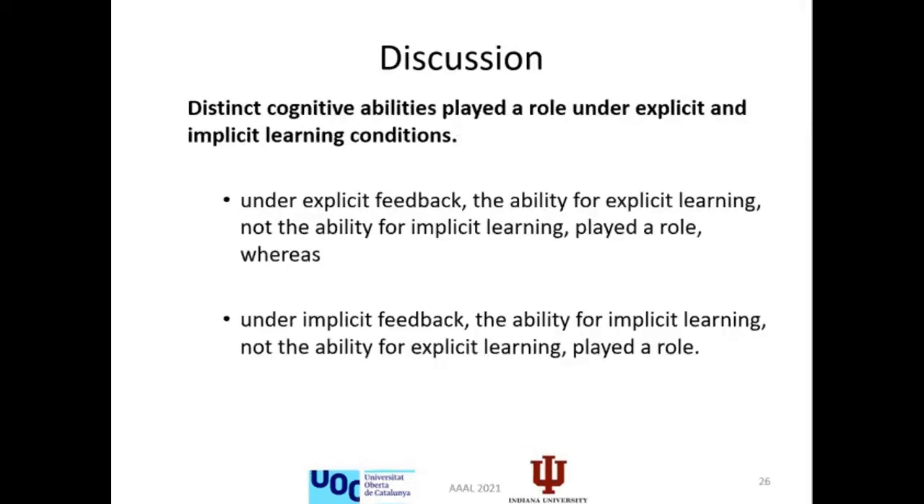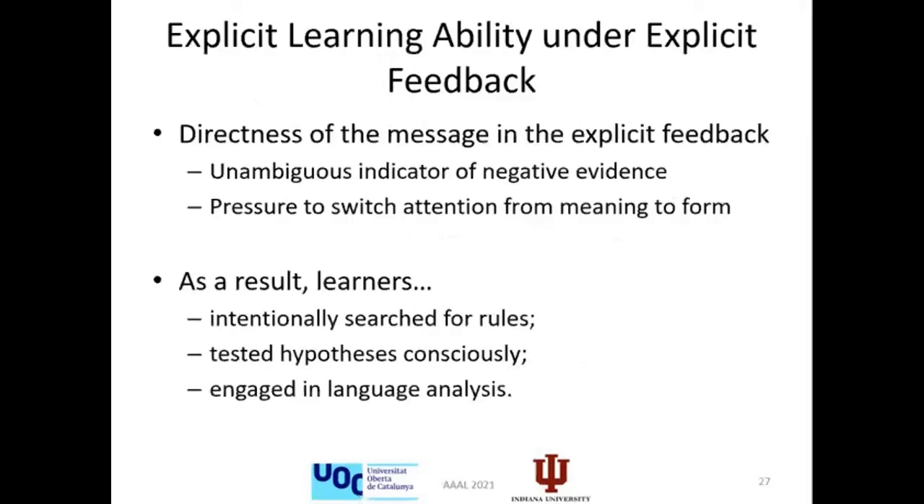So these results mean that distinct cognitive abilities played a role under explicit and implicit learning conditions. Under explicit feedback, the ability for explicit learning, not the ability for implicit learning, played a role. Whereas under implicit feedback, the ability for implicit learning, not the ability for explicit learning, played a role.